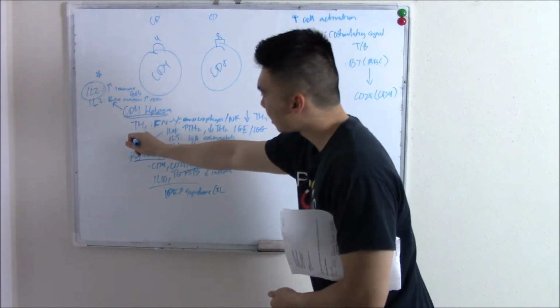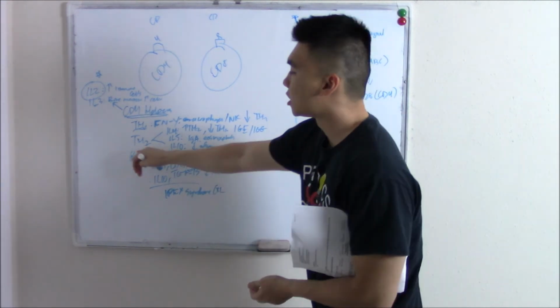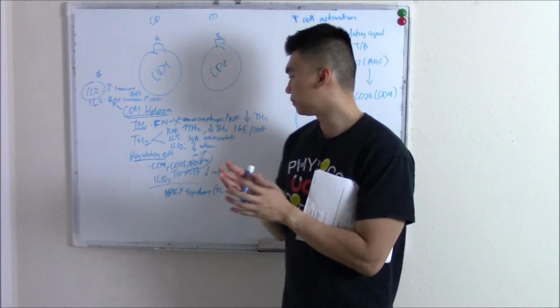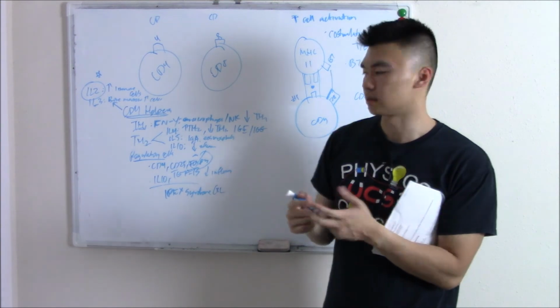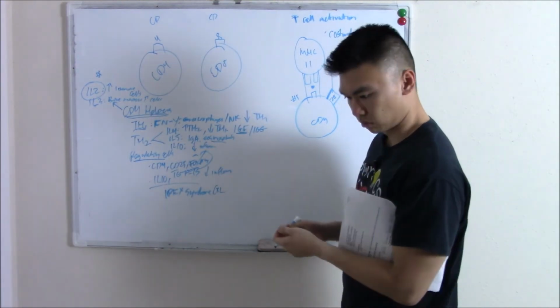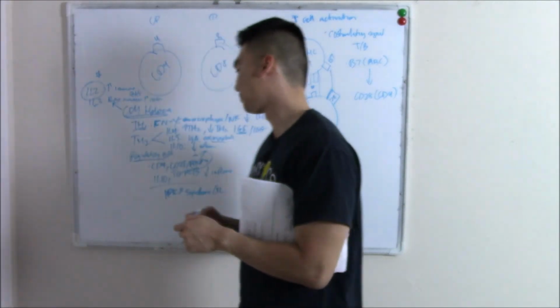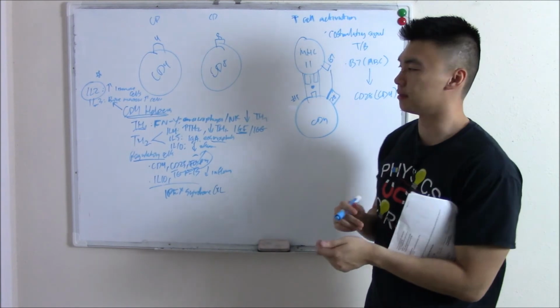So Th1 is very important for macrophages and natural killer cells. Th2, T helper 2s, are very important for atopic diseases, right? You have IgE, you have eosinophils. Whoa. It's very important for atopic diseases. Something you should keep in mind, hint, hint.